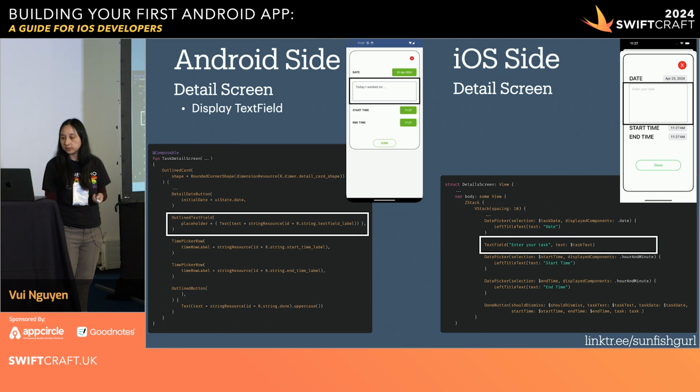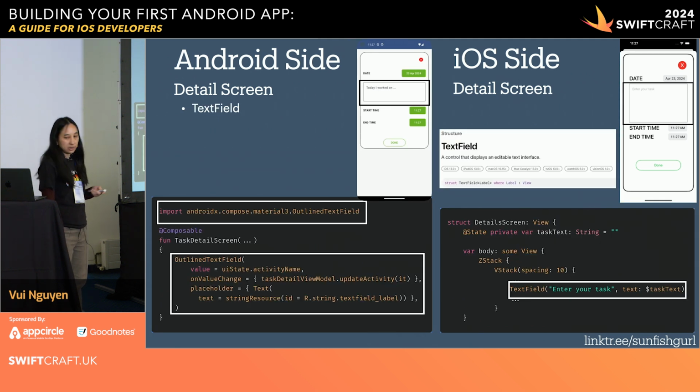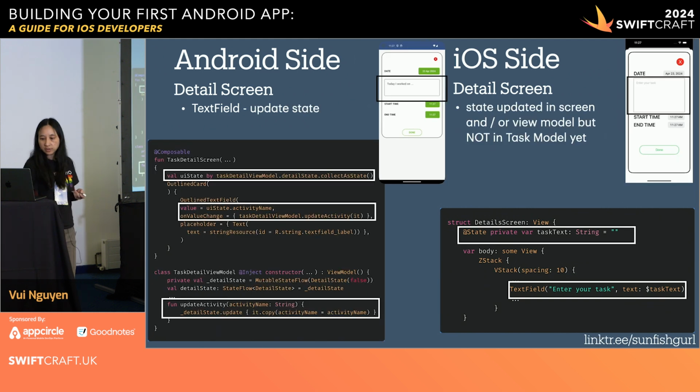So now let's move on to displaying the text field. We have a native Jetpack Compose component called OutlinedTextField, and here TextField is a SwiftUI component. So now we update the text field in the view model for Android, and then once again we use the @State property wrapper to update the state in SwiftUI for the detail screen.